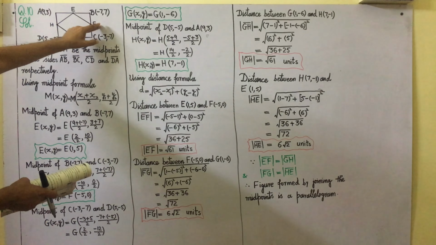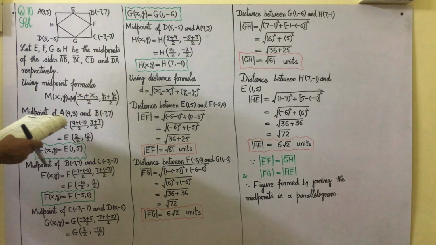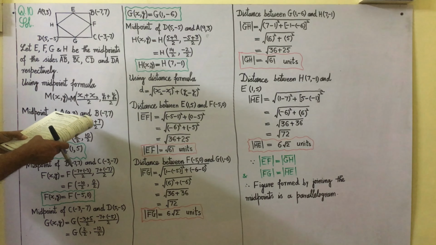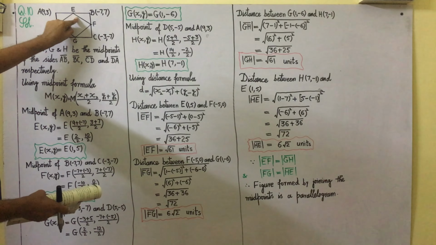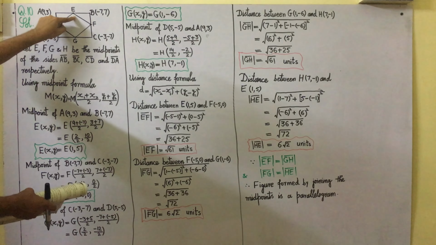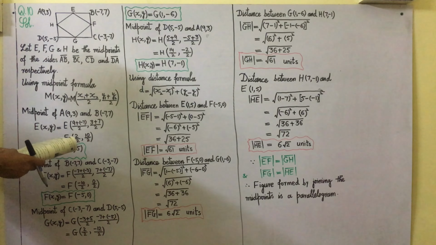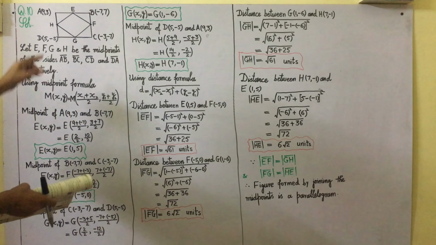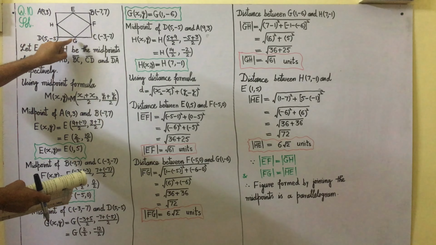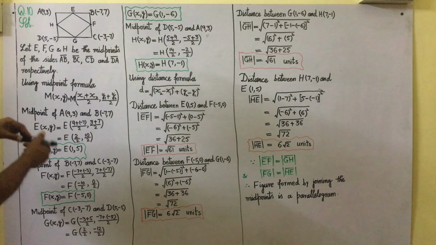We have to find the coordinates of the midpoints and also show that the figure formed by joining the midpoints consecutively is a parallelogram. We have to prove that EFGH is a parallelogram. So let us start the solution.